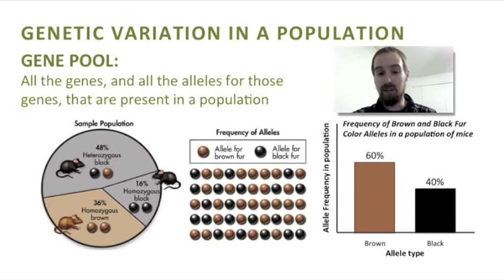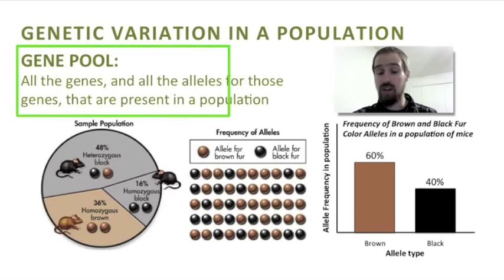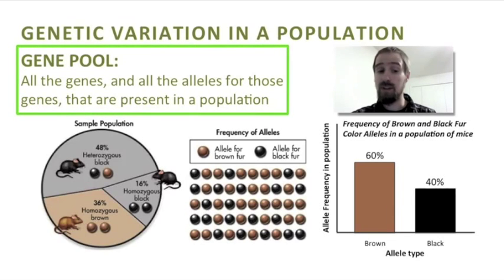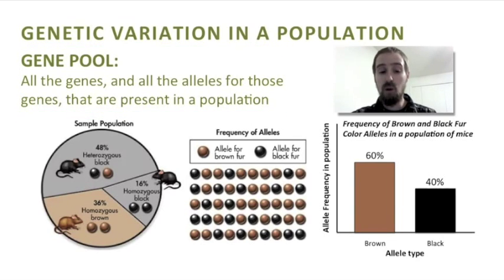To really understand evolution, we need to think of populations as collections of genes. This collection of genes is called a gene pool, all the genes and all the alleles for those genes that are present in a population. For example, suppose we have a population of 25 mice. 36% are brown and 64% are black.